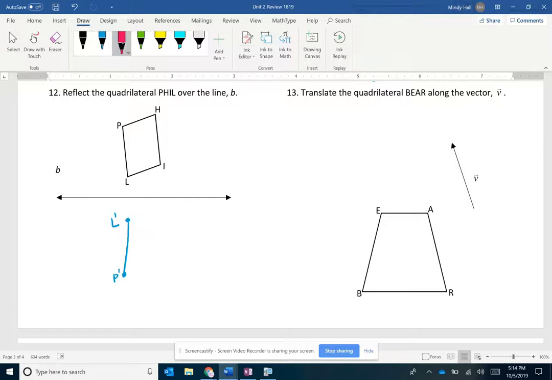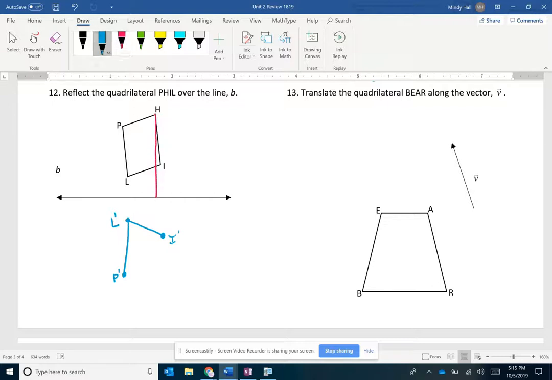So then I'm going to do the same thing. We're going to have I to I prime. That's about right. And remember when you're doing this, a little bit of fudging is acceptable, but it should still look about the same as what the original is.